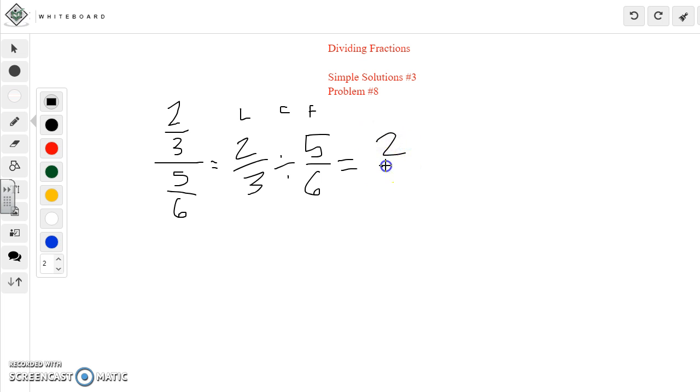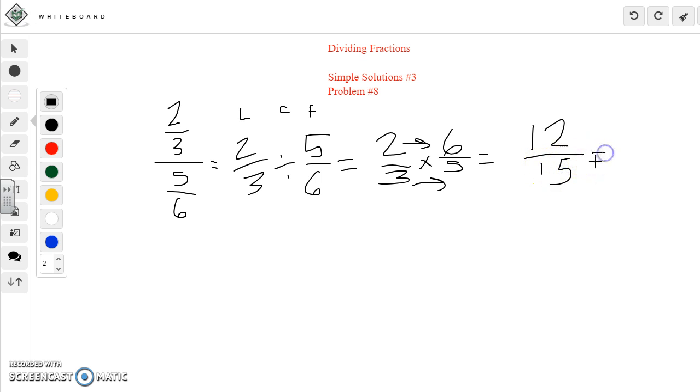So you'd leave the first one alone. You're going to change the operation from division to multiplication. And then you're going to invert or flip the other fraction. Now you can simply multiply straight across, top and bottom. 2 times 6 is 12, and 3 times 5 is 15.